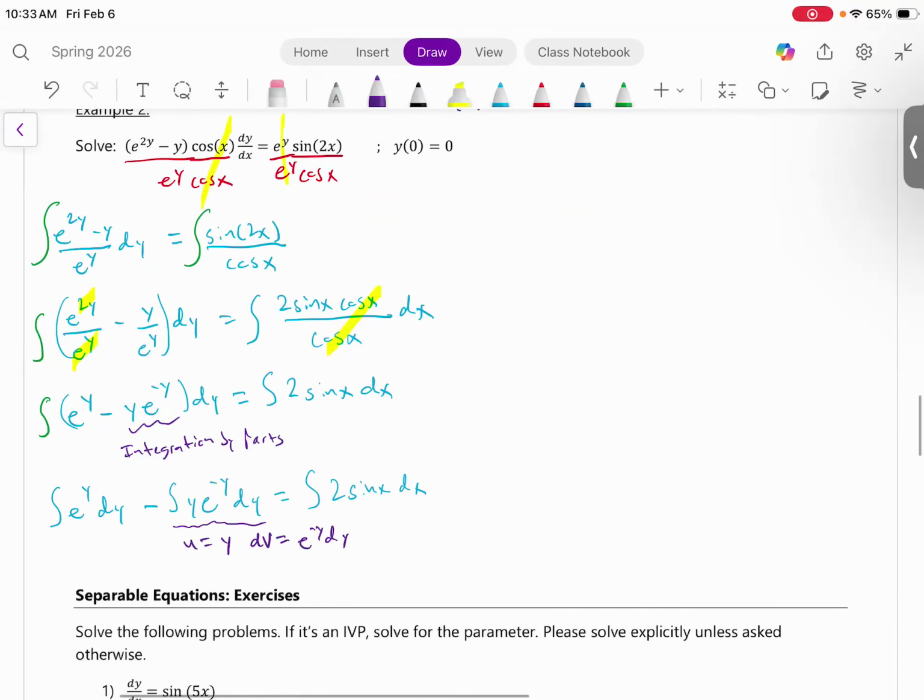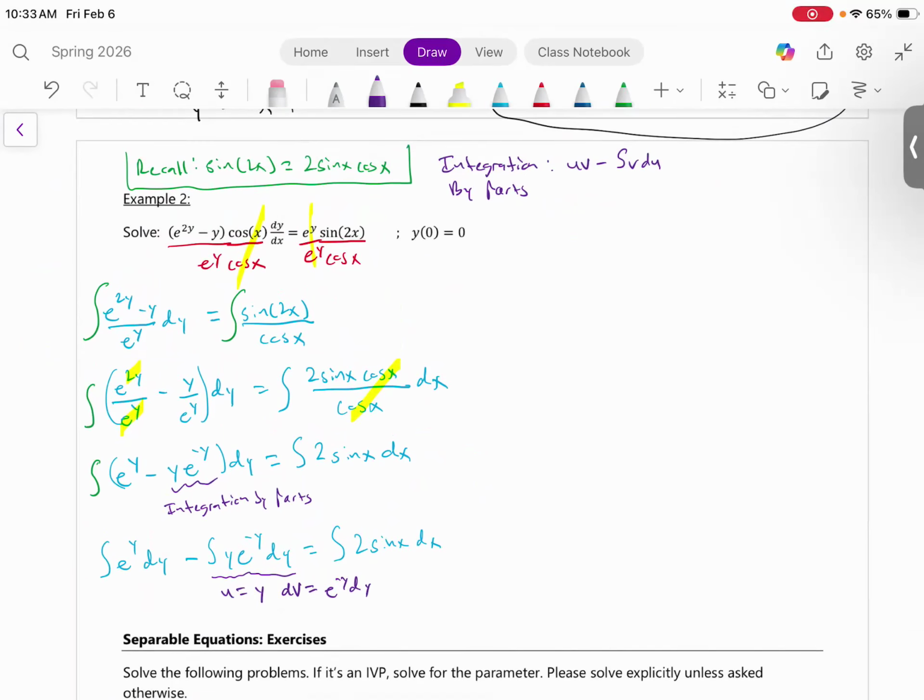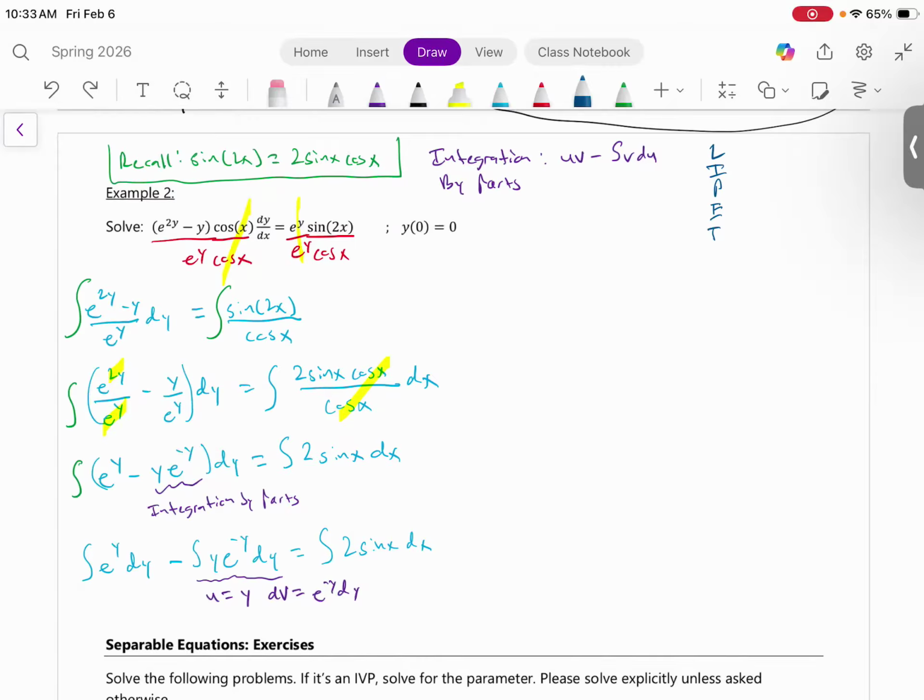In case you need some more reference, kind of followed by that LIPET: log, inverse trig, polynomials, exponential, and just regular trig. So whichever pops up first on LIPET is your u. So y is a polynomial. It pops up first on my LIPET and in my integral. So it would be my u. And dv would be whatever the other function is. So e to the negative y dy.